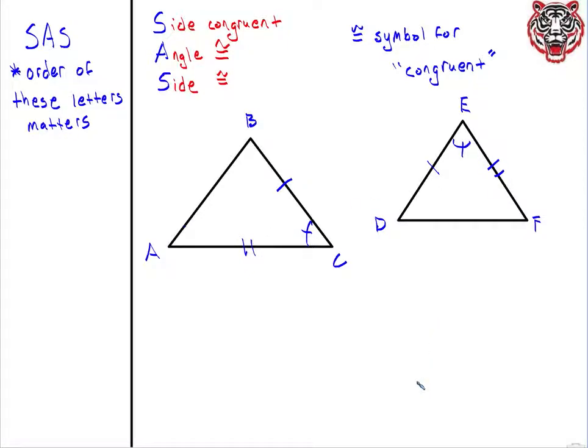Can we use side, angle, side to prove that these two triangles are congruent? So don't answer immediately. I'll give you guys 10 seconds to think.